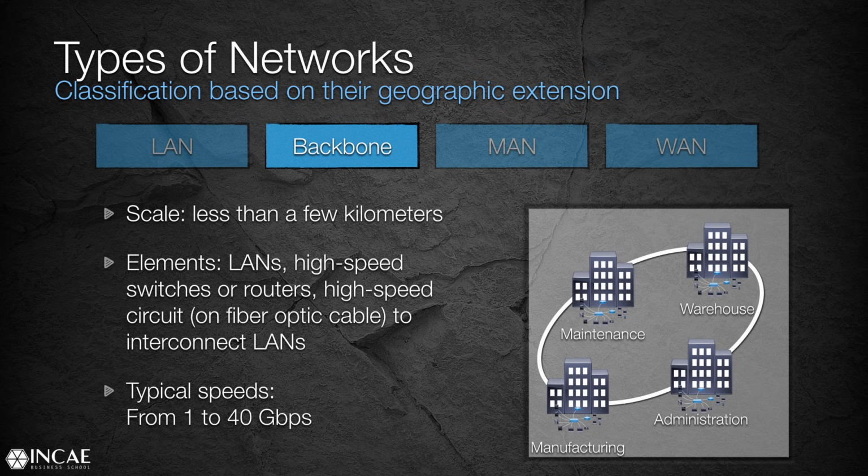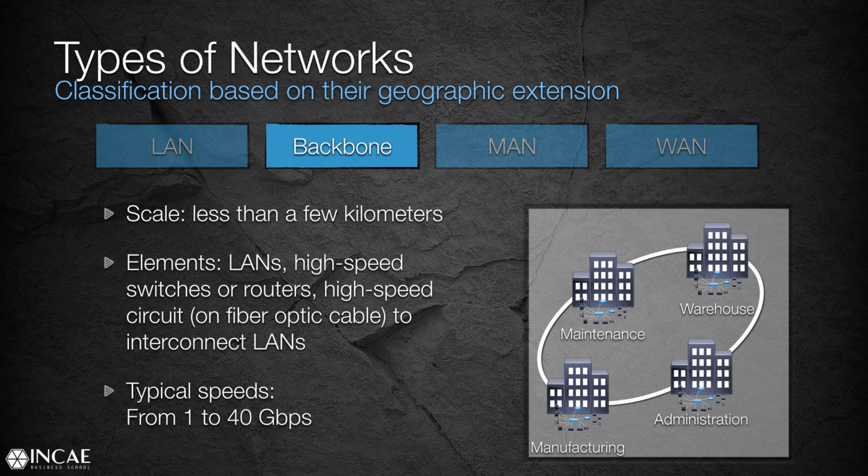Circuit is the formal name we give to links within a network. So when you talk about high-speed circuits, we will quite likely be referring to fiber optic cables used to interconnect the different buildings at high data rates. The typical speeds of a backbone network will range between 1 and 40 gigabits per second.